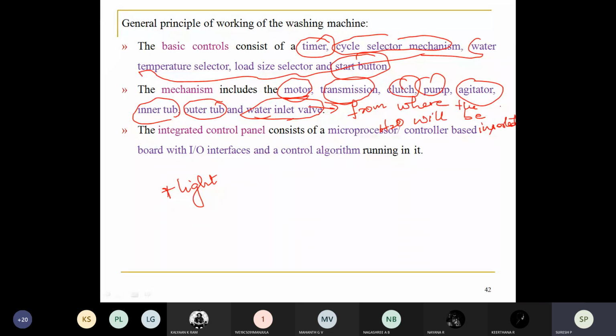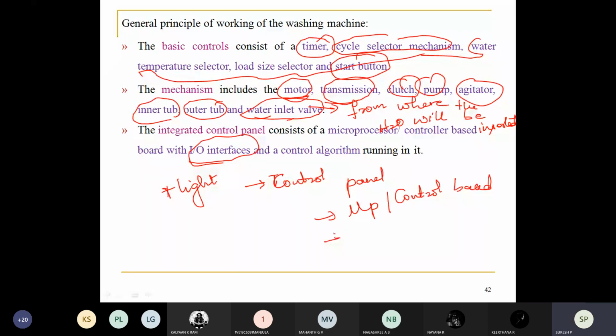It will have an integrated control panel, which will consist of a microprocessor or controller board with I/O interfaces and a control algorithm running on it. So the integrated control panel is going to have the microprocessor, or it is going to have the control board. Your microprocessor, or microcontroller, will have the control algorithm.